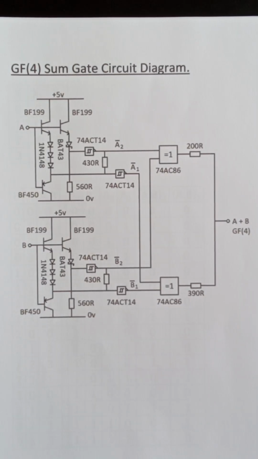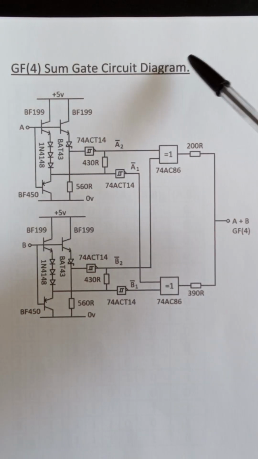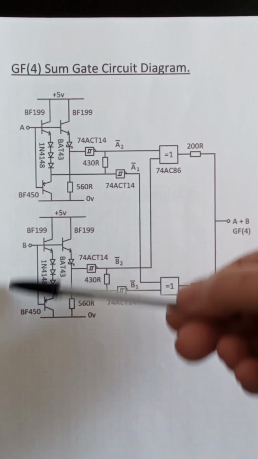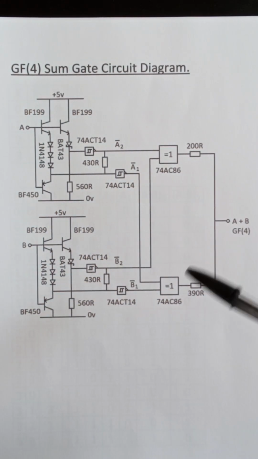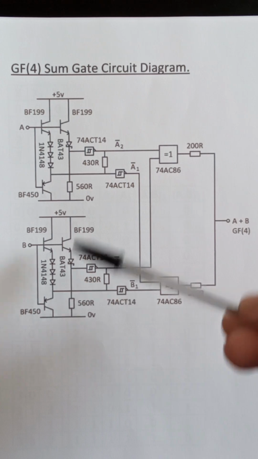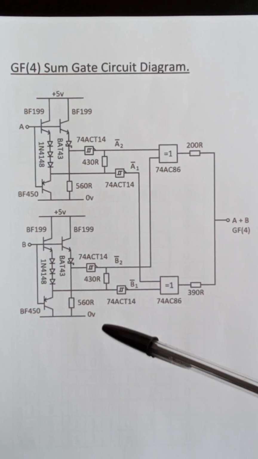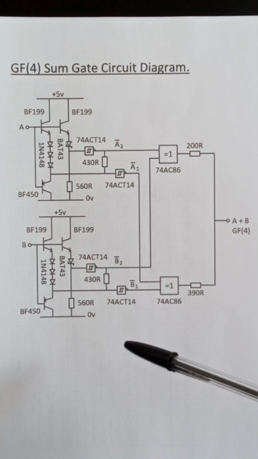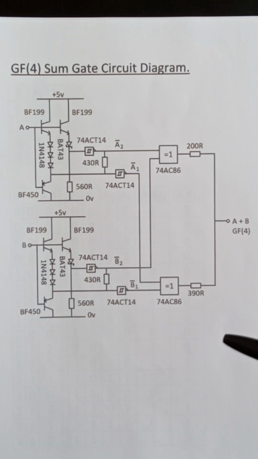This is a circuit diagram for the sum gate, GF4 sum gate. Here we're using quaternary to binary conversion. If you don't understand how this works, I've got a video on it called quaternary to binary conversion. I think it's my 37th video or something like that.